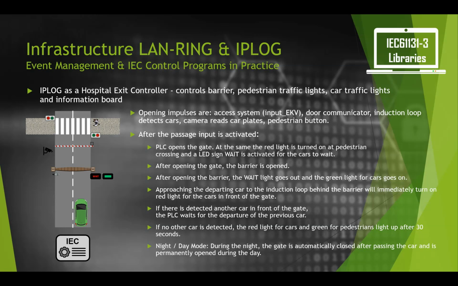Approaching of the departing car to the induction loop behind the barrier immediately turns on the red light for cars in front of the gate. If another car is detected in front of the gate, the PLC waits for the departure of the previous car. If no other car is detected, a red light for cars and a green light for pedestrians will turn on after 30 seconds. During the night, the gate closes automatically after the car passes and is permanently open during the day.